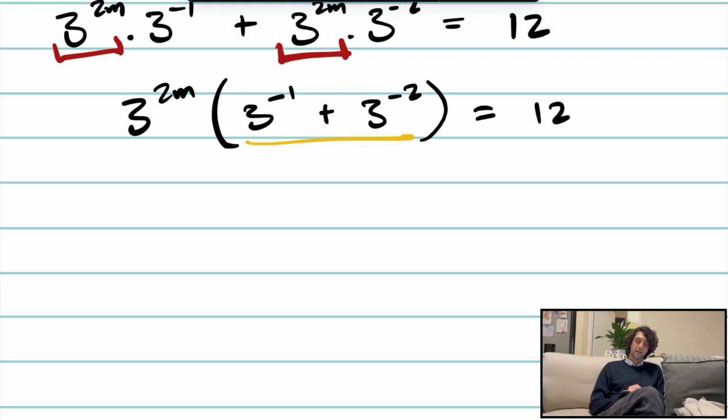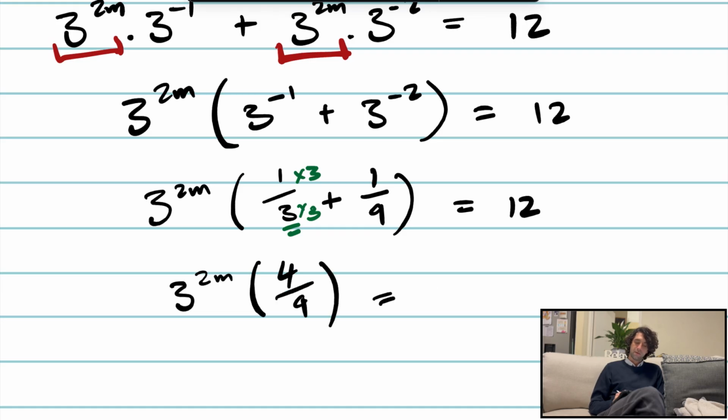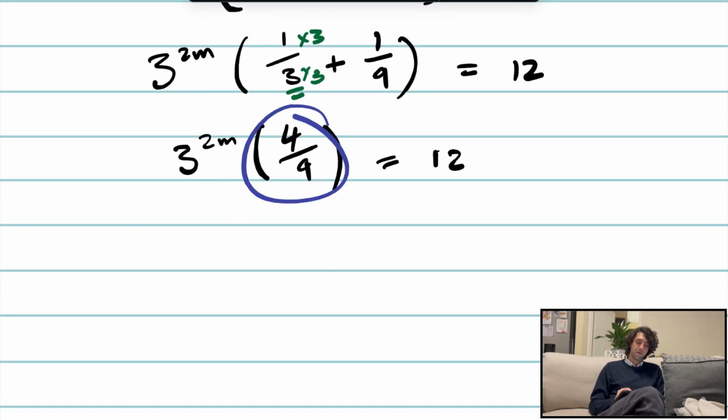Use your calculator over here if you must. I don't have a calculator with me, so I'm just going to do it manually. This becomes 1 over 3. This is 1 over 3 squared, which is 1 over 9, which equals 12. If I make the denominators the same, I'm going to multiply by 3, so both the denominators are 9. Then I'm going to add them together. What happens when I do that is I get 3 plus 1, which is 4, over the common denominator of 9, which equals 12.